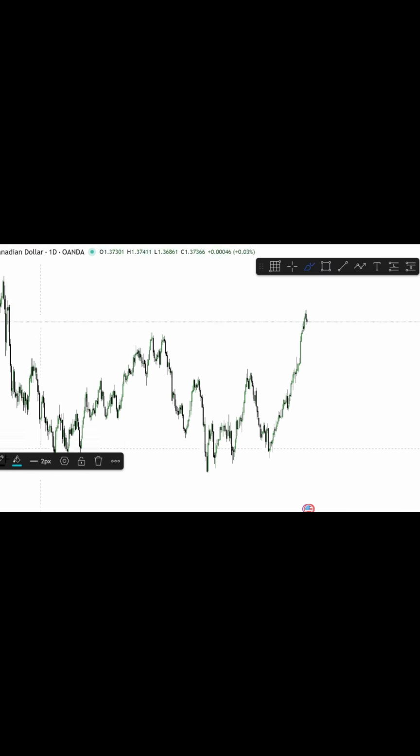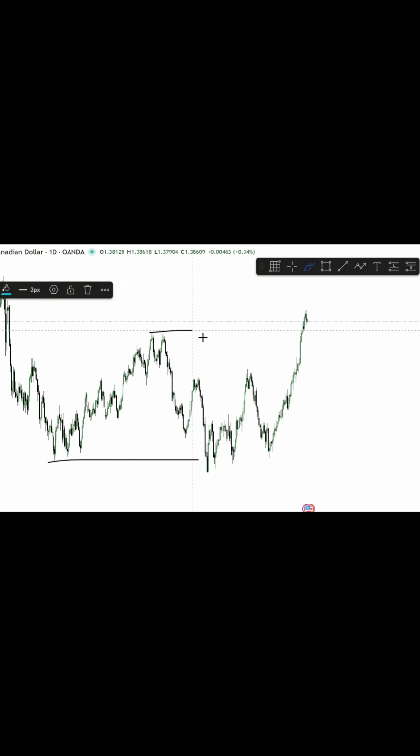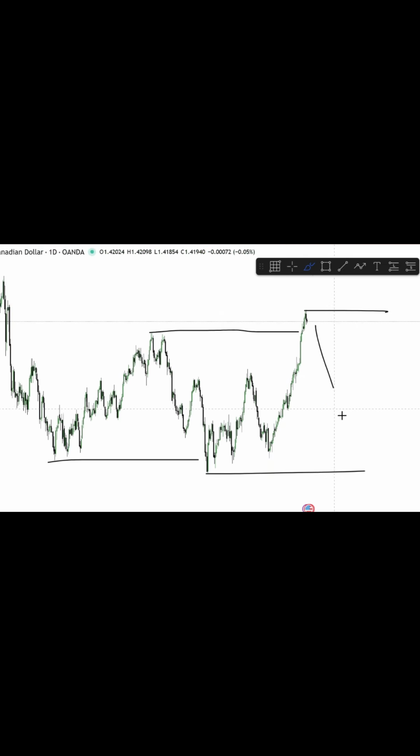Finally, moving on to USDCAD, we can see that we had an original break of structure towards the downside, but we've now had a break of structure towards the upside. So this is currently the swing range that we're trading within, and we are very overextended towards the upside, and I expect the pullback to start very soon.